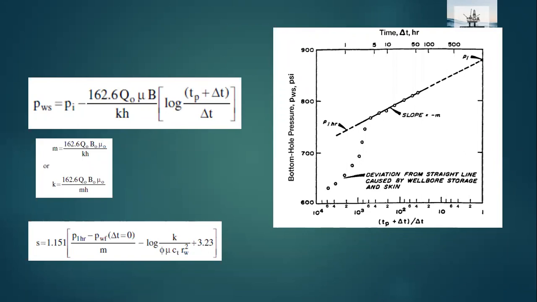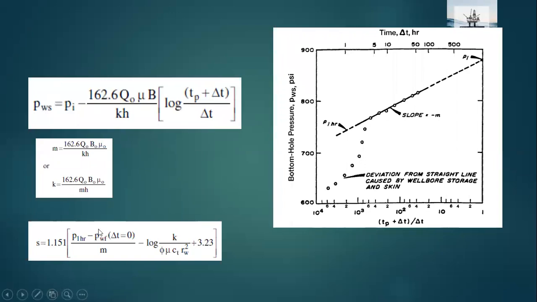Minus PWF at delta T equal to 0. So that represents delta T equal to 0, meaning before shut-in time, the pressure is observed to be the minimum pressure. So the difference between the minimum pressure and the 1 hour pressure will give you the pressure difference which has happened during skin effect.